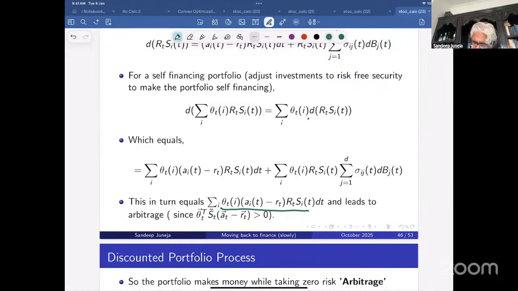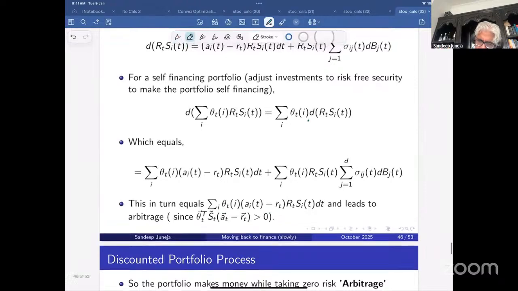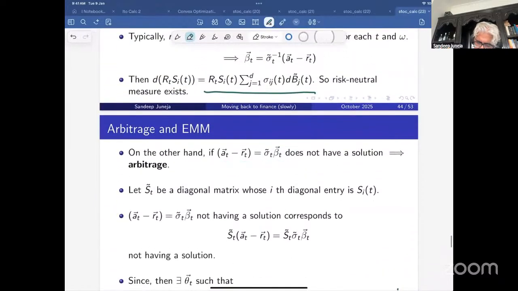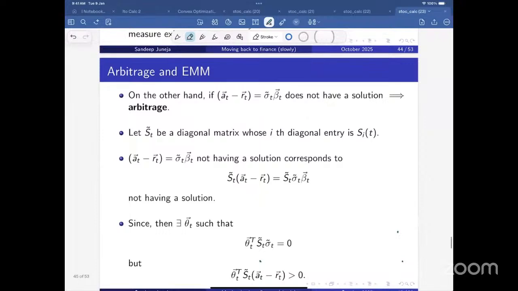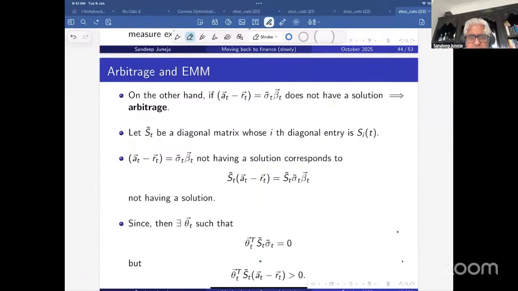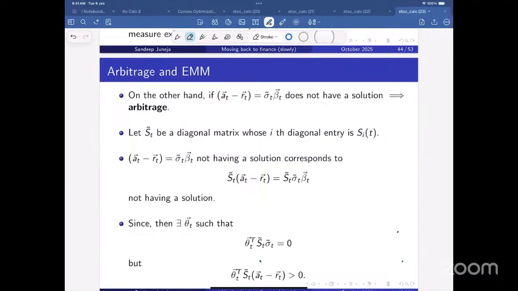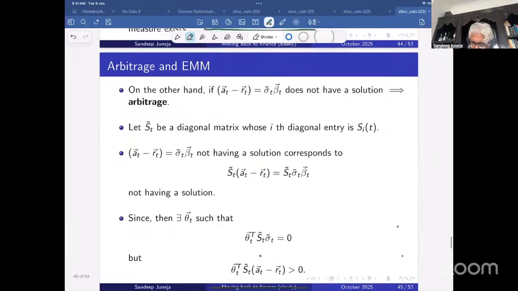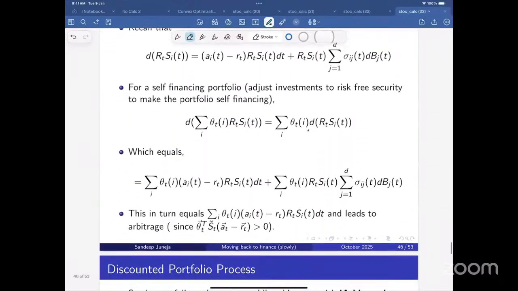So it's a little bit of a quick argument, but you pretty much get the flavor of it. If you can't come up with this change of measure, then you can come up with a theta, a portfolio which exactly cancels risk, and you can tweak it in a manner that it gives positive returns, and that leads to an arbitrage. Okay, shall we carry on? Yeah. Okay.